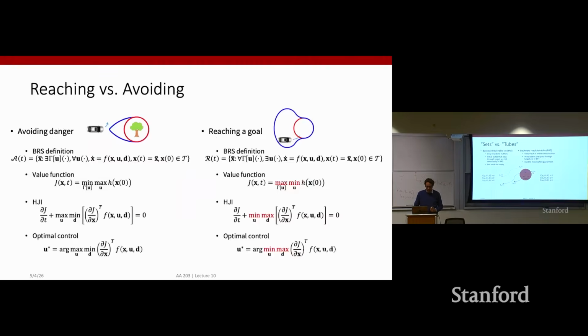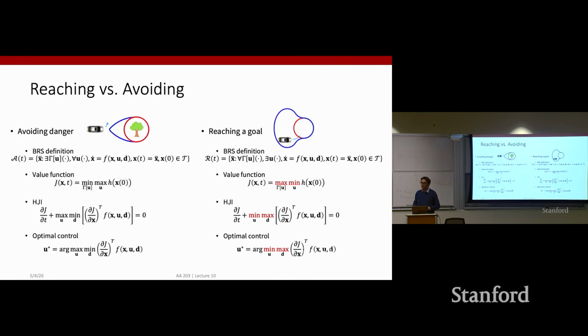But the optimal control policy, once you have solved for the Hamilton-Jacobi-Isaacs equation, can be computed quite readily. So this is an easy computation. So once you compute the backward reachable set, you can also easily compute the optimal control.